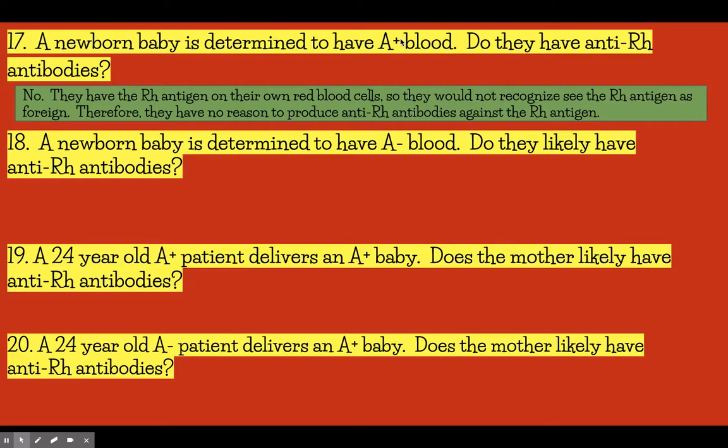They are not going to make any anti-Rh antibodies because Rh looks normal to them. They have no reason to make that. If they did make those antibodies, they would kill and destroy their own cells.